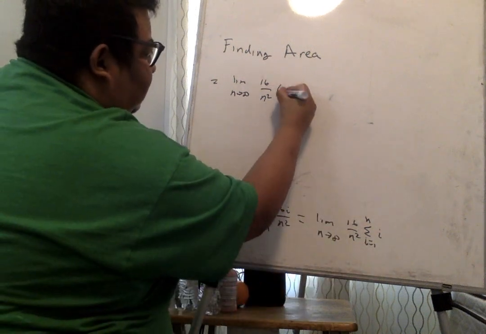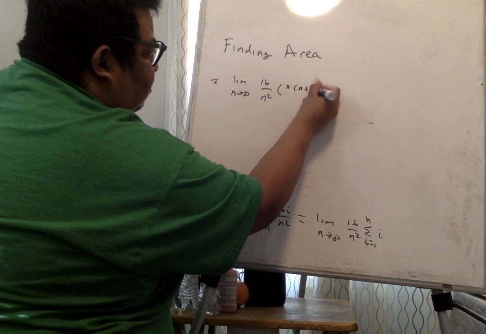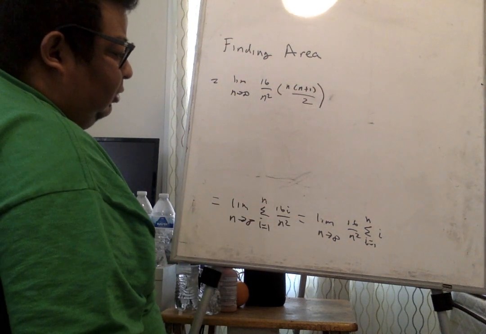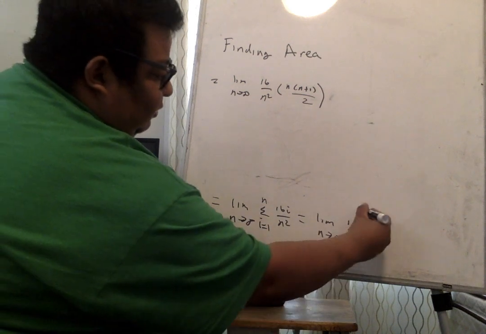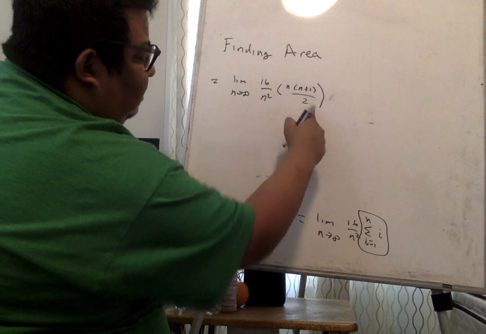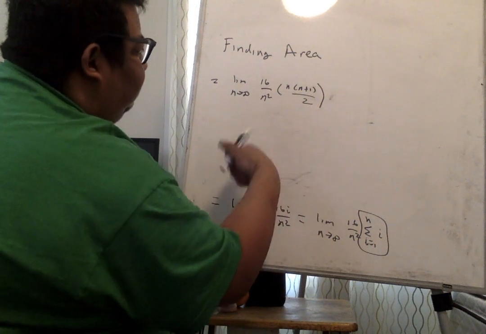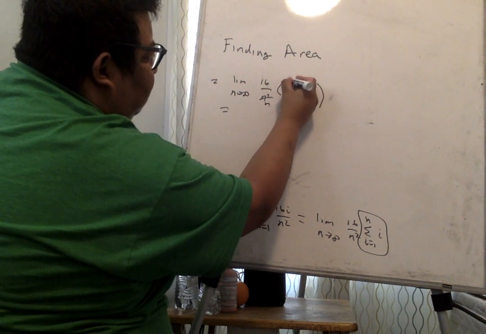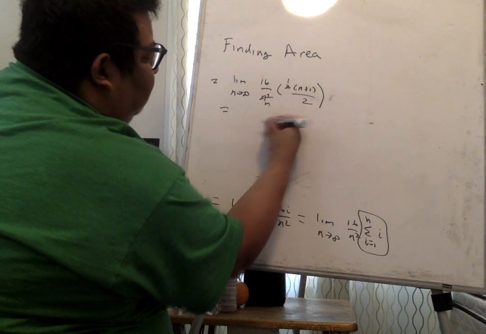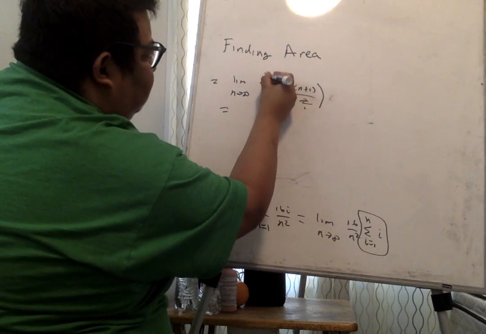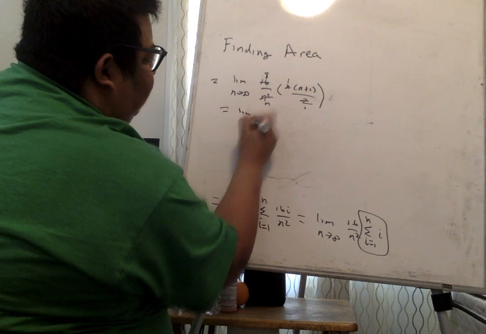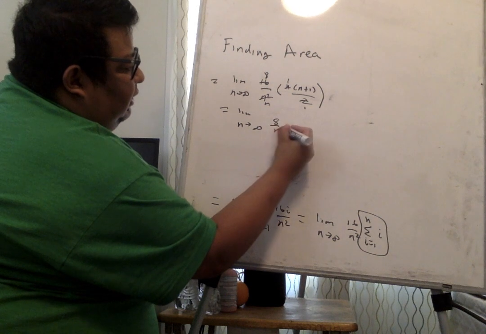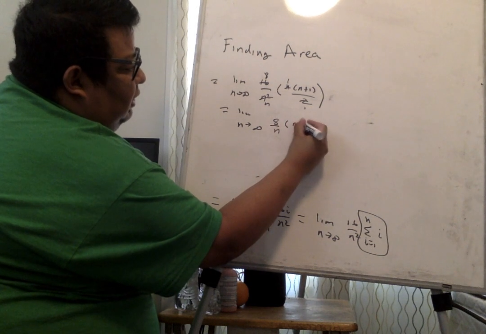So this is equal to the limit as n approaches infinity of 16 over n squared, and then the sum of i becomes n times n plus 1 over 2. That's just a formula. So now we cancel one n, so this becomes 1, and then 16 over 2 becomes 8. So that becomes the limit as n approaches infinity of 8 over n times n plus 1.